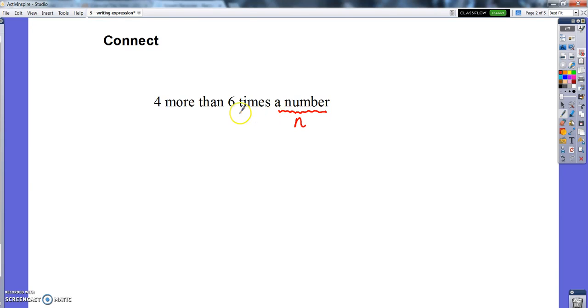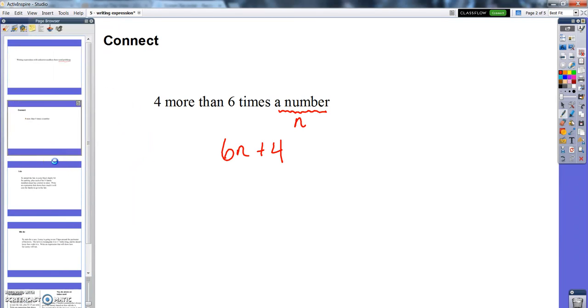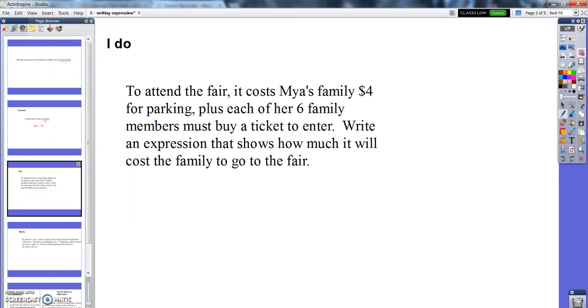And what I would do, I say I want 4 more than 6 times a number. That tells me I would multiply that number by 6, 6 times another number. And 4 more than it means after I multiply first, then I would add 4 more to it. And so we wrote expressions like that yesterday. We're going to do the same today, but we're going to do it from full-on word problems.